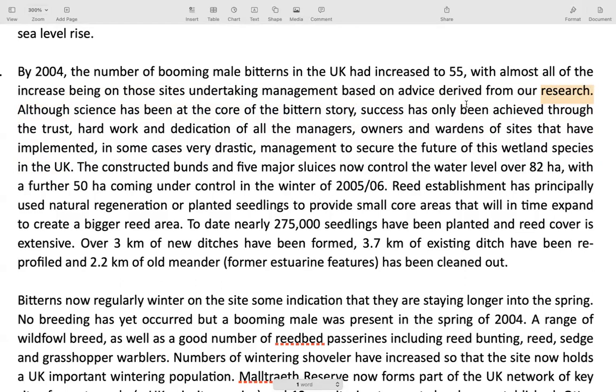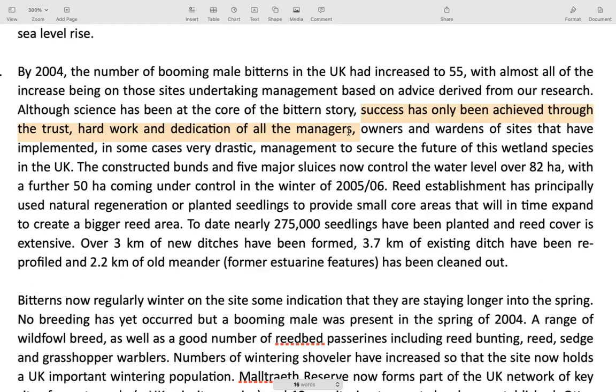So the main part of the success is research, but there are also some other factors. Can you tell me the other factors? Success has only been achieved through trust, hard work, and dedication of all the managers, owners, and wardens of the sites. Now tell me what's the meaning? What's a good heading for this?